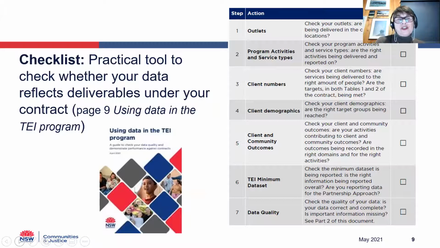In this document, the using data in the TEI program, this is a tool that is really useful for you. You'll be able to use it as a checklist, and just really the first 5 probably are the ones that you will use in the immediate future to look at your data and make sure that you're reporting what you're funded to deliver. But also the 6 and 7, perhaps once your data is looking really good and you're happy with how you're reporting it and your CPO and you've had a conversation about it reflecting your contract, then certainly looking at that, checking your minimum data set and checking your data quality as well.